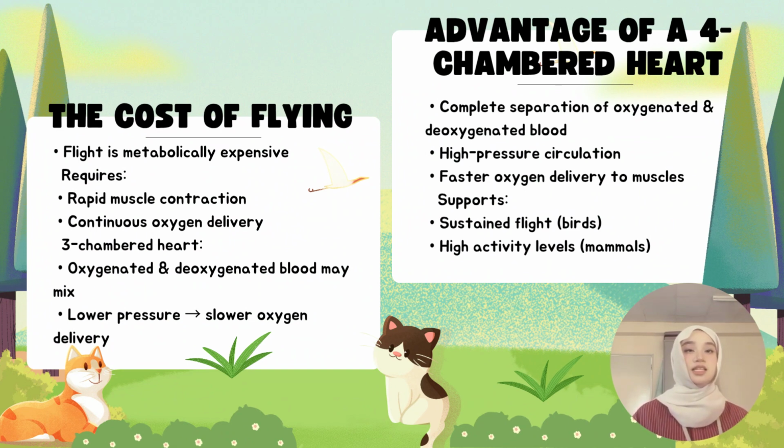It completely separates oxygenated and deoxygenated blood and pumps oxygen-rich blood at a high pressure straight to the muscles. This makes sure that the muscles get enough oxygen to keep flying and to maintain body heat. So basically, the four-chamber heart works like a powerful engine. Without it, birds wouldn't be able to fly or stay warm efficiently.